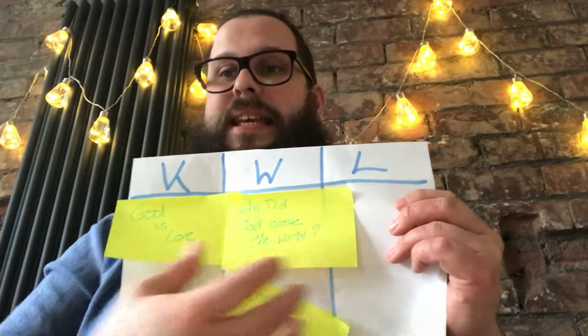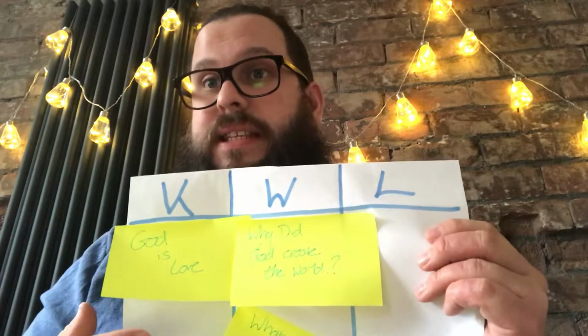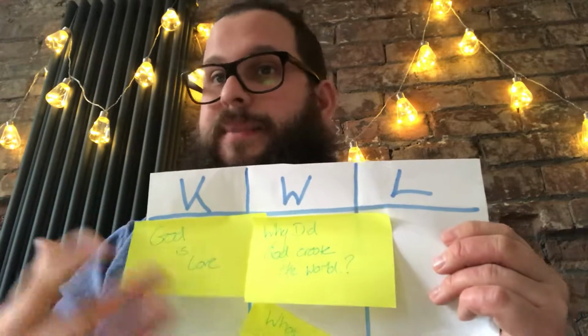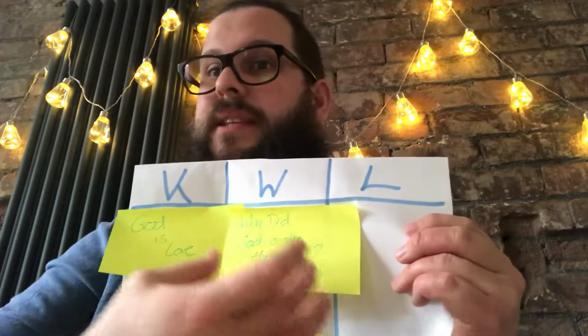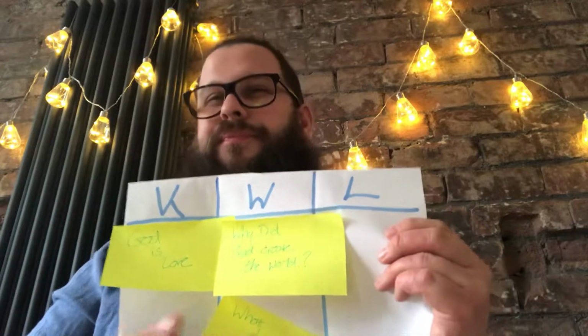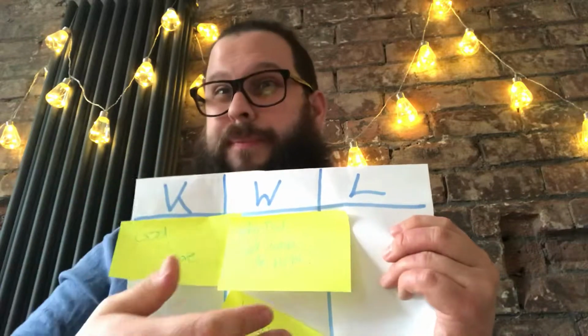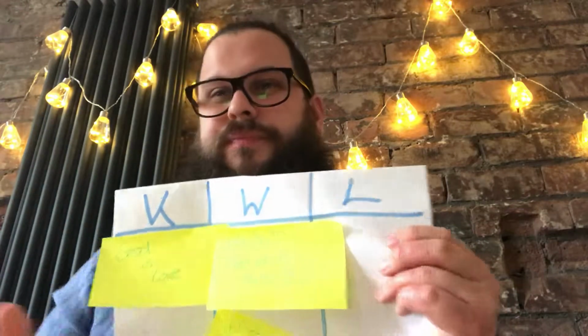What's amazing is when we look at the K column, we might find out some misconceptions or alternative ideas. There might be some errors in thinking that we might want to address, but the W column particularly will help indicate to us what we could or should be planning in terms of learning for our children.